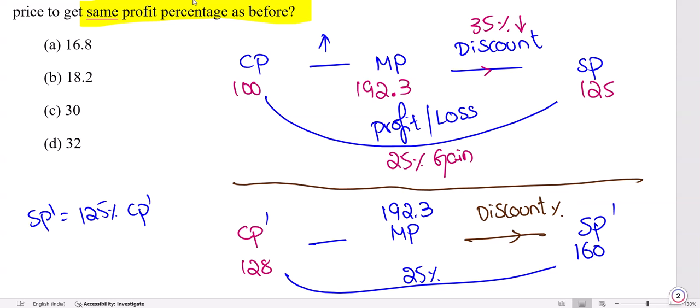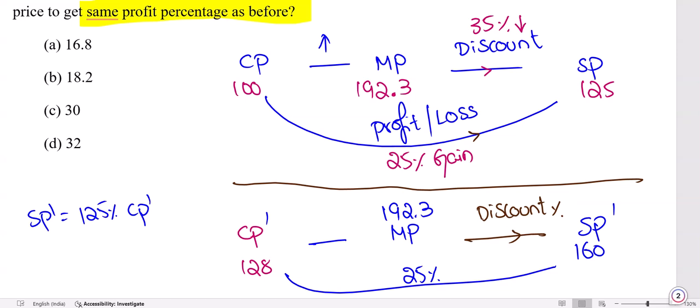Profit by CP into 100. Last percentage? Loss by CP into 100. This profit and loss starts from cost price, that is divided by CP. Discount starts from which point? Marked price. So discount percentage is discount by marked price into 100.